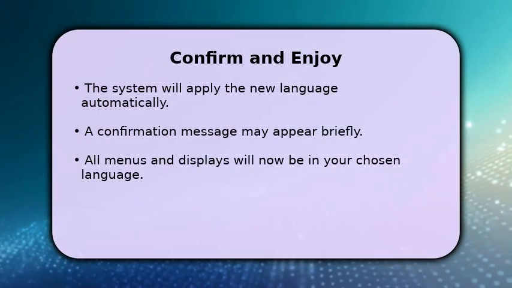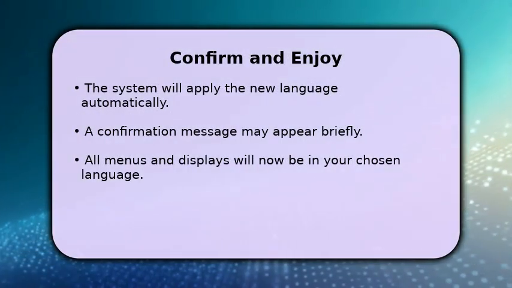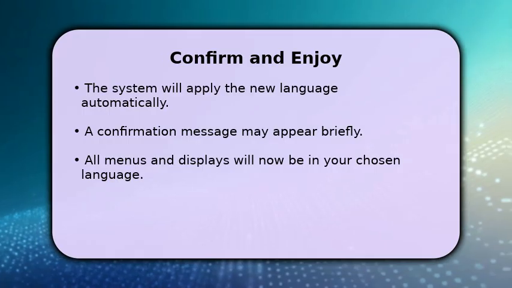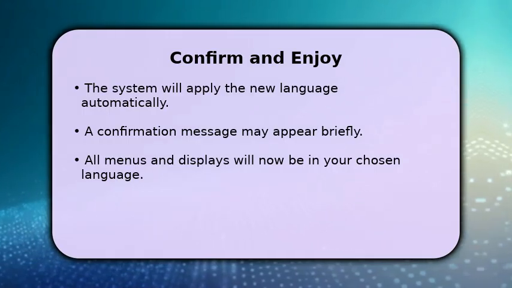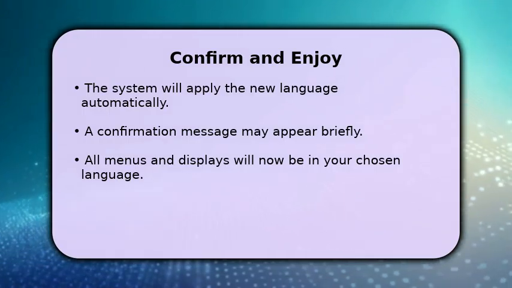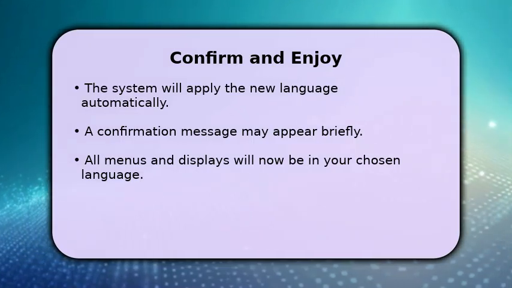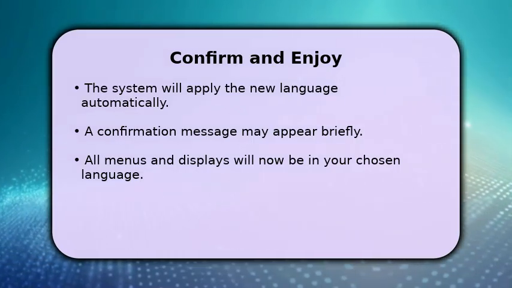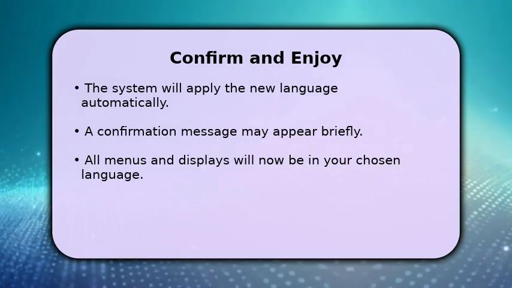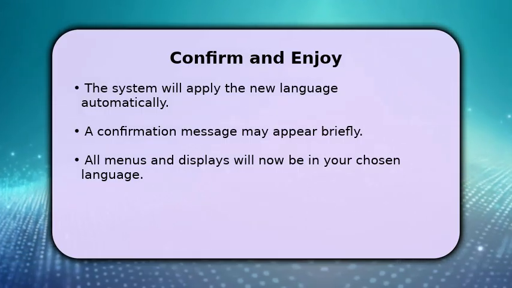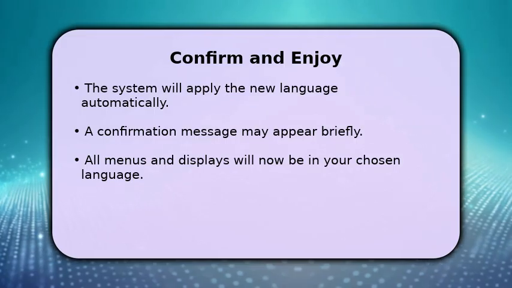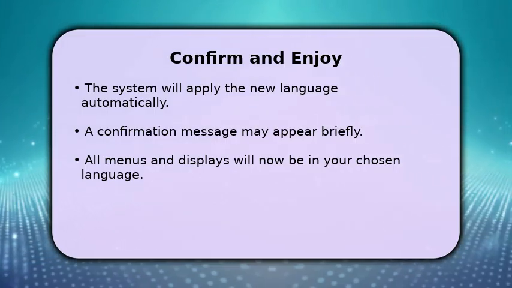After selecting your desired language, the system will automatically apply the change. You might see a quick pop-up confirming the update, which will disappear after a few seconds. All your menus, navigation prompts, and display information will now be presented in your newly chosen language. It's that simple. You've successfully personalized your Kia Sportage's infotainment system for a more comfortable experience.